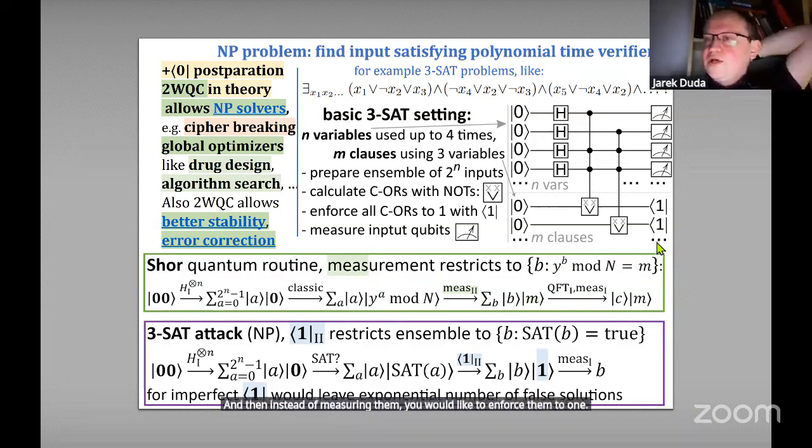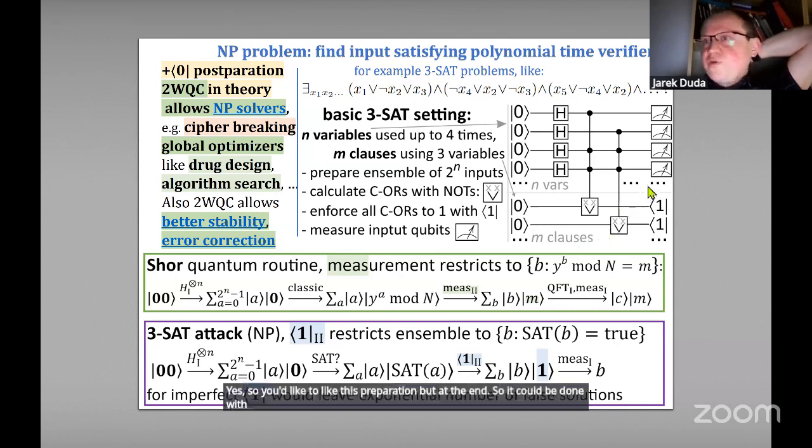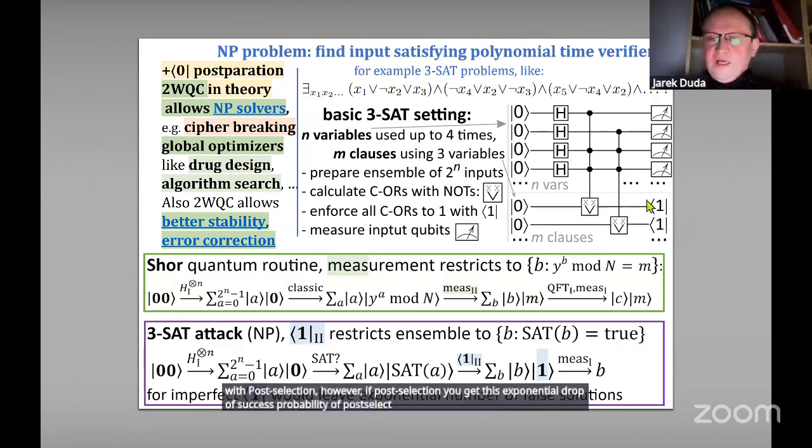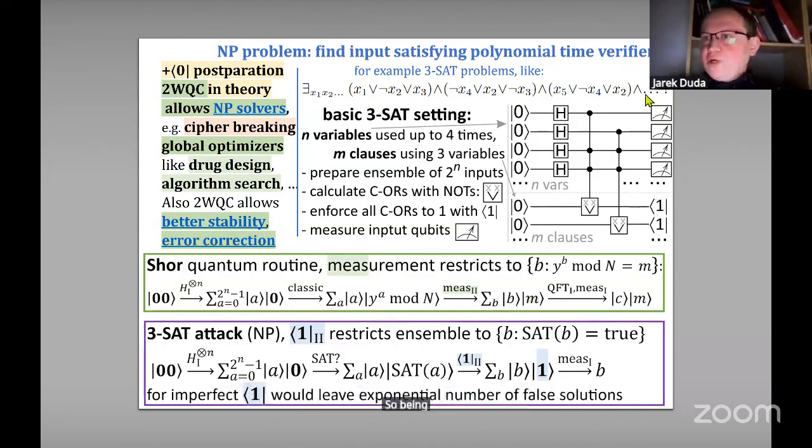Yes, so you'd like to make this preparation, but at the end. So it could be done with post-selection. However, doing it with post-selection, you get this exponential drop of success probability of post-selection. So it would be much better to be able to enforce them. Being able to enforce them, you can just measure the value and you should get the X.